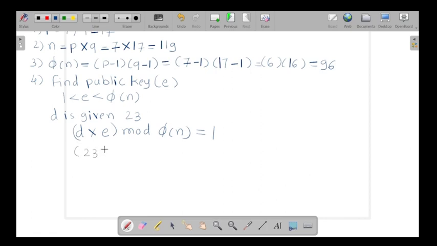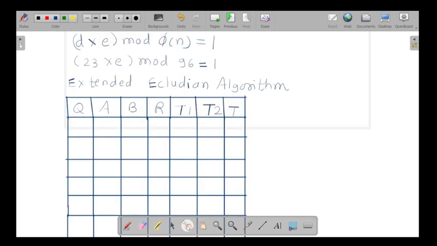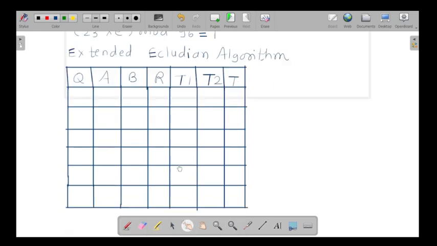Now we are putting in the value, that is 23 into E mod phi of n, where phi of n is 96, is equal to 1. So after getting the value of E, this formula should be equal to 1. We are finding the value of E based on the extended Euclidean algorithm. As per the extended Euclidean algorithm, we have to make the columns: quotient, value of A, then B, then remainder, T1, T2 and T.